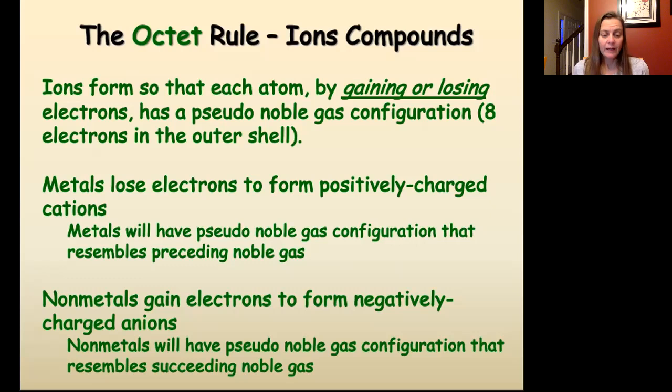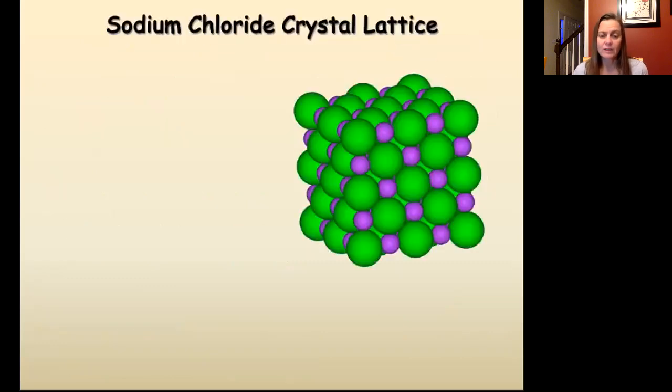Okay, so we know how these go together. We know that they form so that we have 8 valence electrons. And then we know that those positive and negative charges create a really strong electrostatic attraction, and they create the crystal lattice. So let's talk a little bit about what we call a crystal lattice.